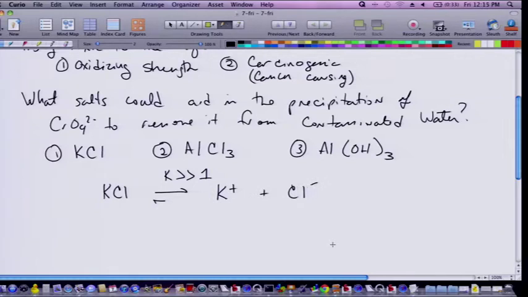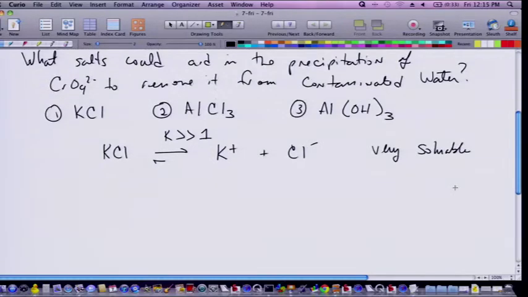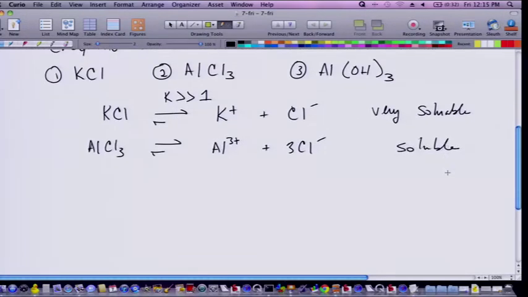Dissociates into the positively charged potassium, negatively charged chloride ion. We'll put a very soluble here. Okay, aluminum chloride, again, is pretty soluble. Again, that's going to dissociate into a 3+ aluminum ion and then 3 chlorides. Wouldn't say it's as soluble as potassium chloride, but it's pretty darn soluble.